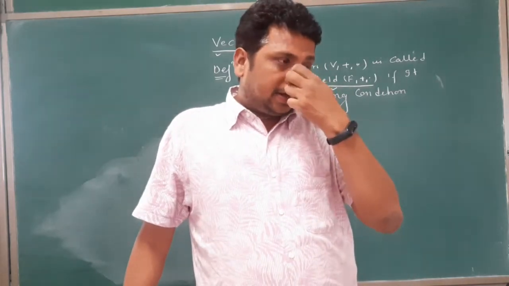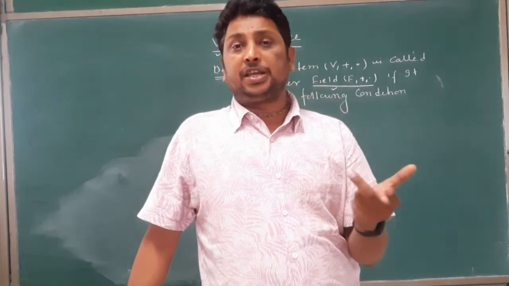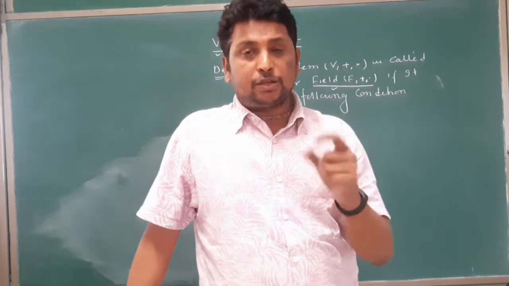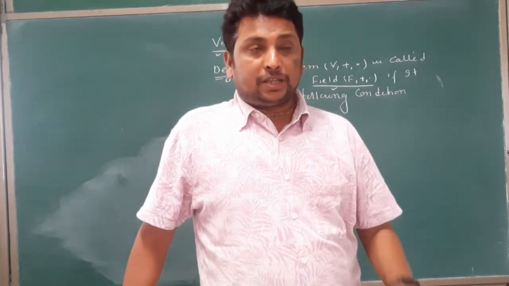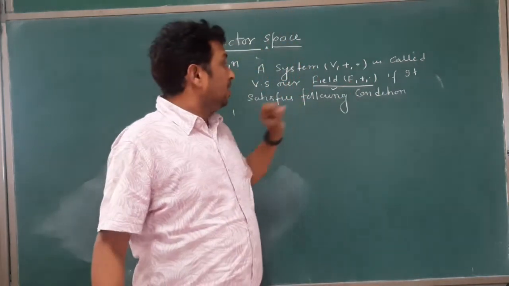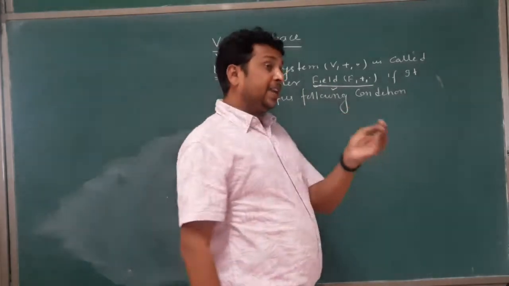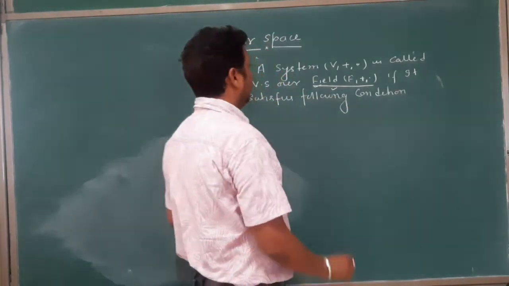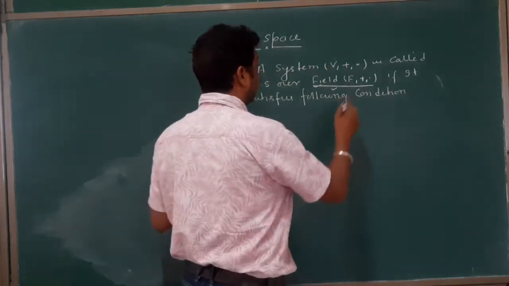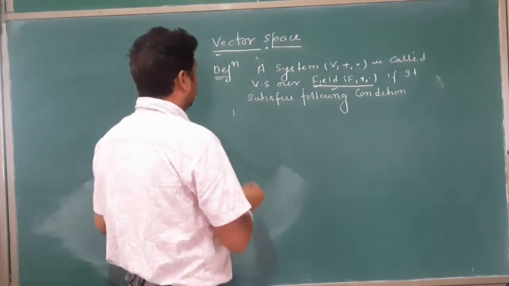Suppose we have a vector 3a. The vector 3a means 3a1, 3a2, 3a3. So 3 is known as a scalar, and 3 comes from the field. Field means the set of scalars, from where scalars will come into the picture. And V is the set of vectors. So it satisfies the following conditions, meaning the following properties.